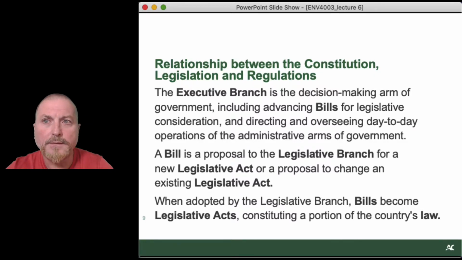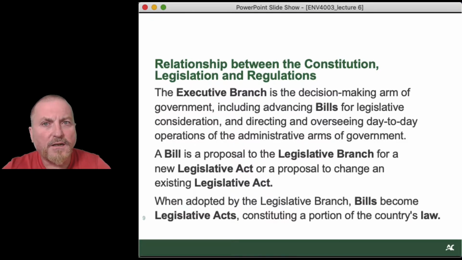of the government, okay? A bill is proposed to the legislative branch for a new legislative act or a proposal to change an existing legislative act. Now, that's typically done by the executive branch, right? But private member bills do occur. They don't go very far usually. They have, but they normally don't. Most of the bills that actually get passed by Parliament are those proposed by Cabinet, okay?